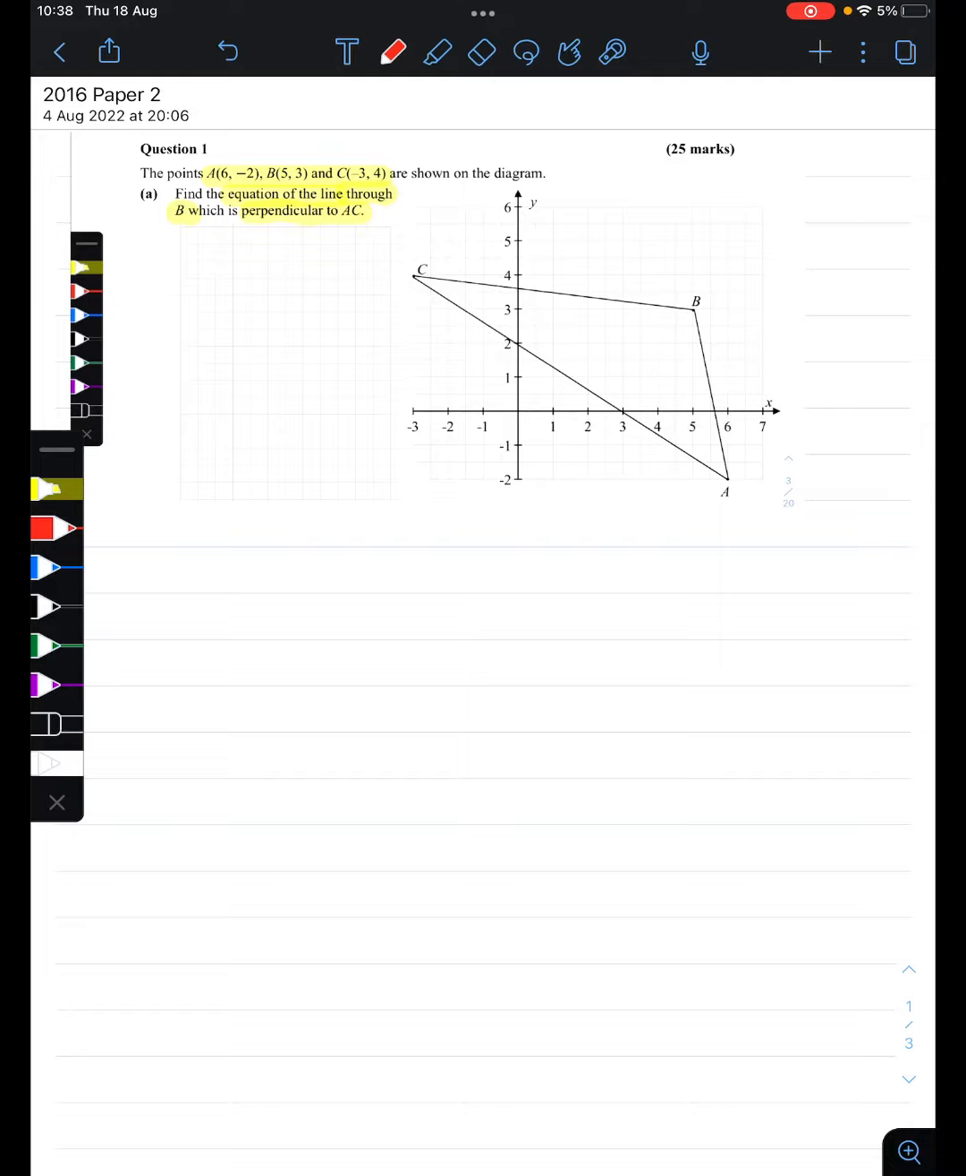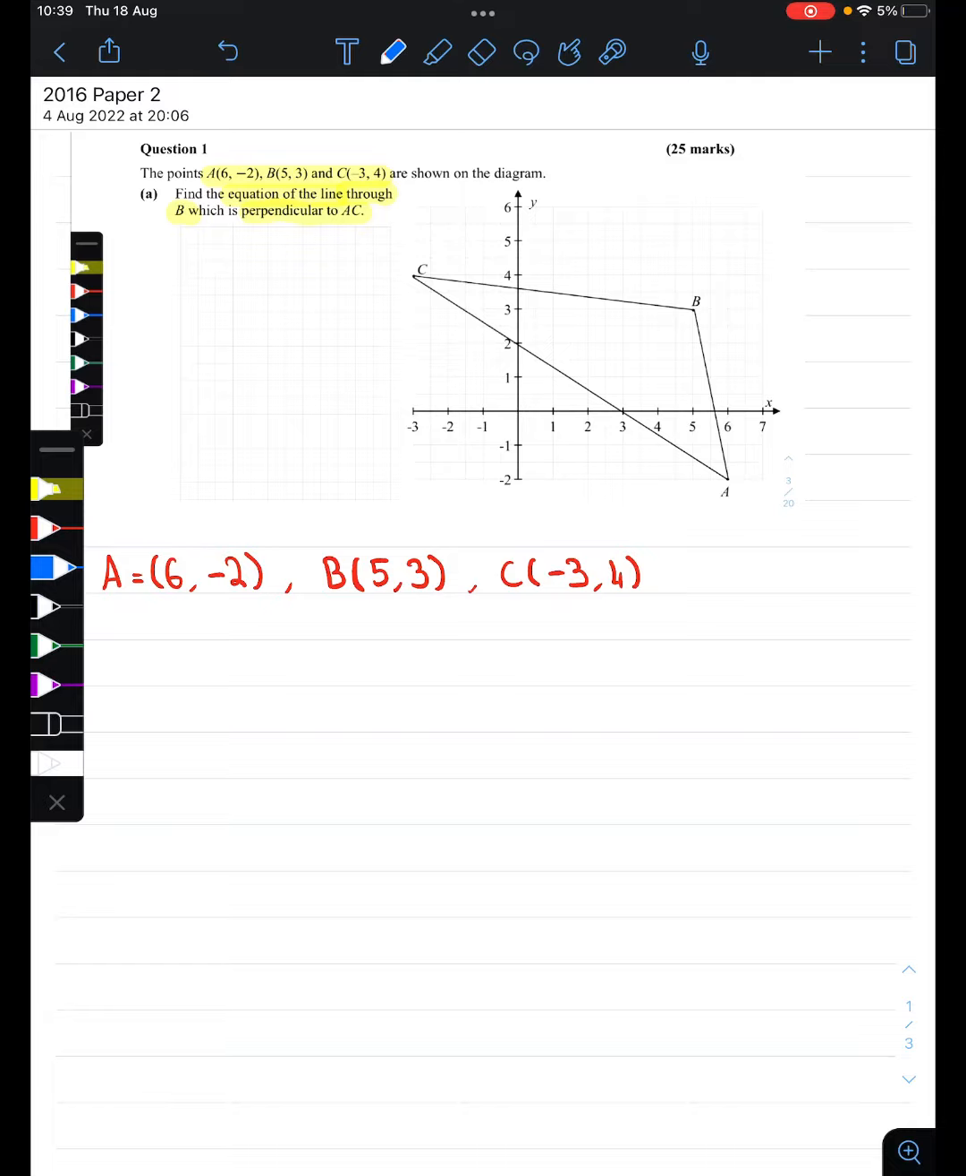So we have our points A (6, -2), B (5, 3), and C (-3, 4), which we can see on the diagram. And we want to find the equation of the line.